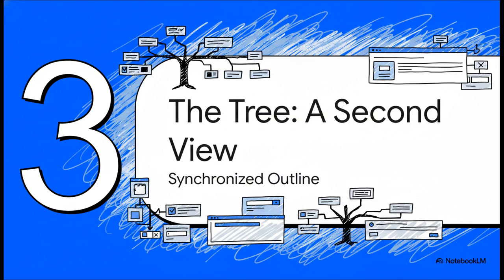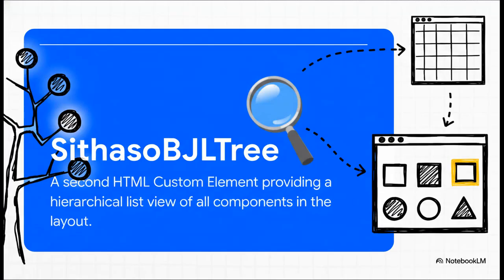Basically a table of contents for our entire project. And what this does is give you, the user, another way to see and interact with the exact same data. It's all connected. You can click on an item in this tree list and boom, it gets selected on the main canvas. And it works the other way too. It's just another window into that same source of truth in the engine.